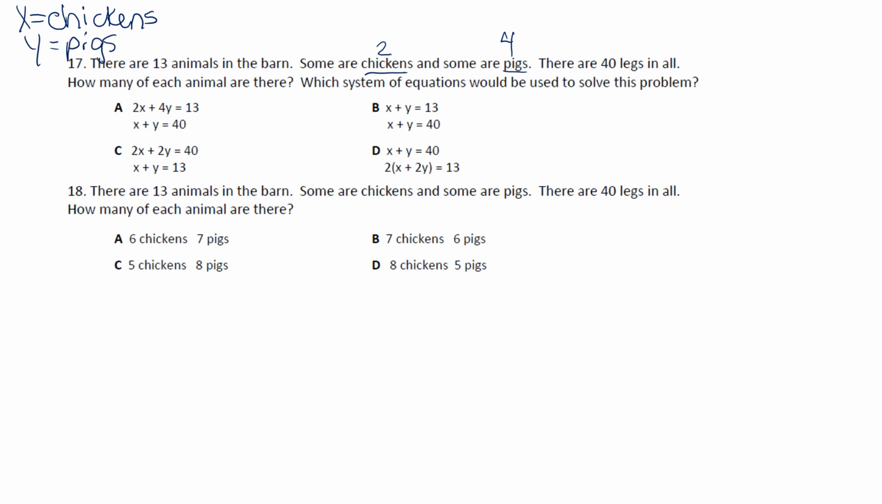So there is a total of 13 animals in the barn. So that means x plus y, chickens plus pigs, equals a total of 13. Now their legs are the next thing we're adding up. So chickens have 2 legs, so that's 2x. Pigs have 4, so that's 4y, equals a total of 40 legs.